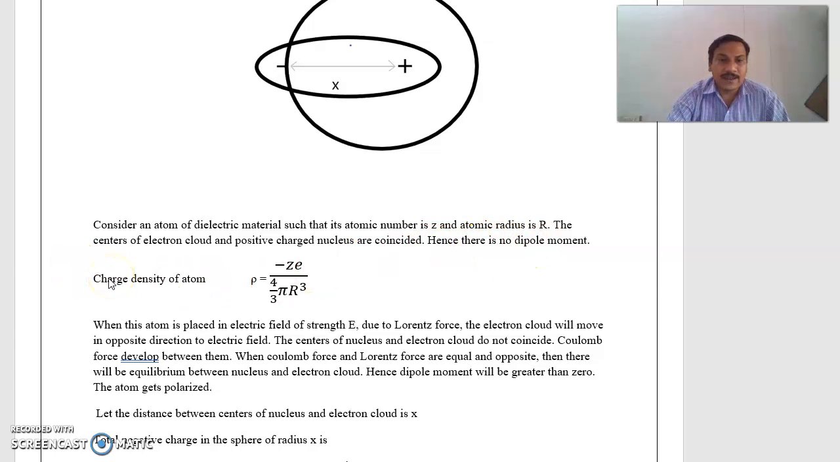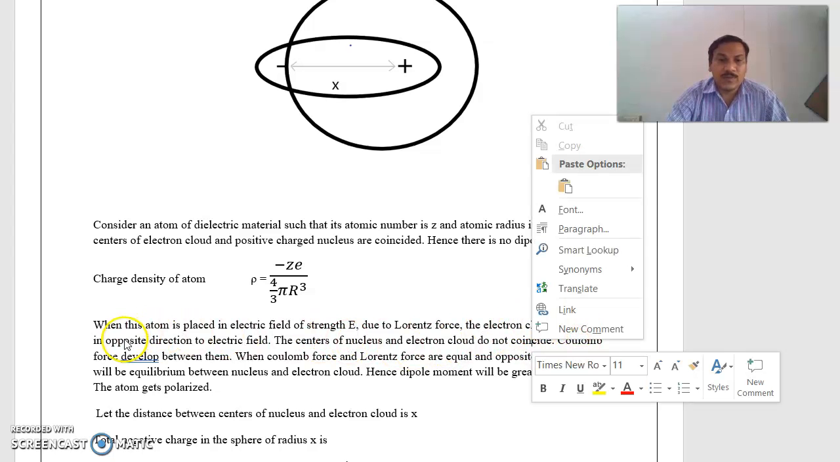Here, let us calculate the negative charge density of the atom. Charge density is denoted by rho. Rho is equal to minus Ze, where Z is the electron number and e is the electron charge. Electron has negative charge, so we put negative sign, divided by volume of the atom. Atom is in spherical shape, so we write the volume of the sphere formula, that is 4 by 3 pi R cube.